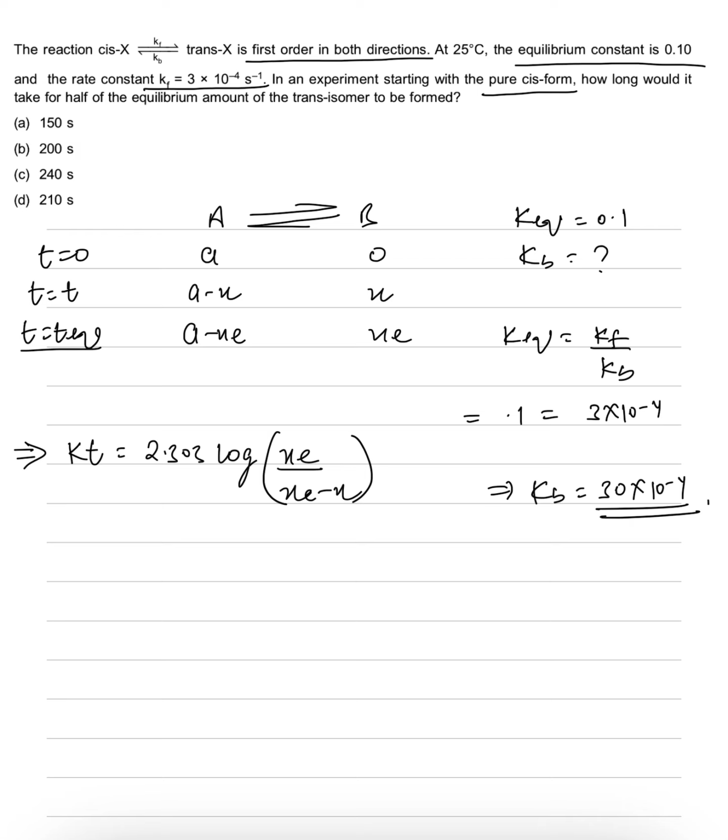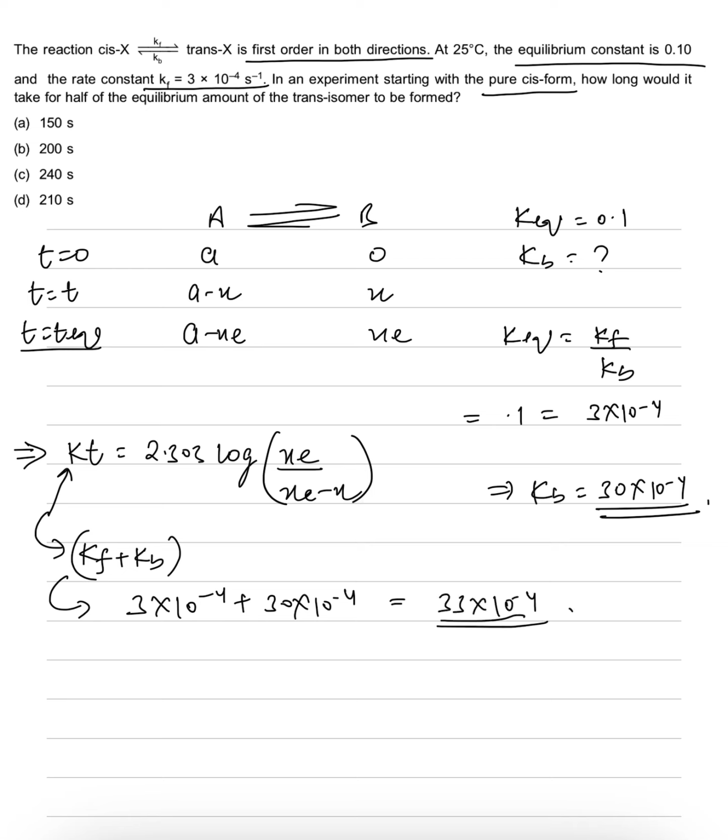Now here, one thing which is very important is the rate constant K. This K rate constant is the net rate constant of this reaction, which is equal to Kf plus Kb. So that means whenever we solve problems regarding reversible first order kinetics, the net K will always be equal to the sum of the forward rate constant as well as the backward rate constant. So here this value comes out to be 3 into 10 raised to the power minus 4 plus 30 into 10 raised to the power minus 4, which is equal to 33 into 10 raised to the power minus 4. Right, so we have obtained K, that is the rate constant.